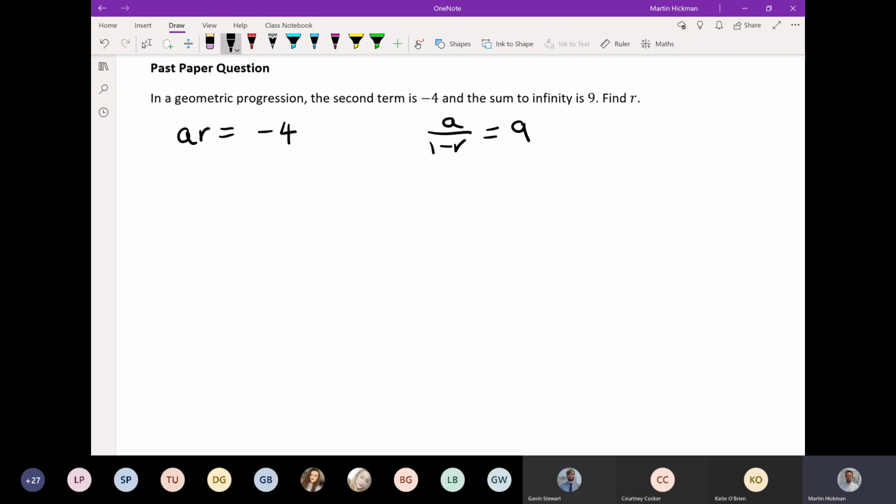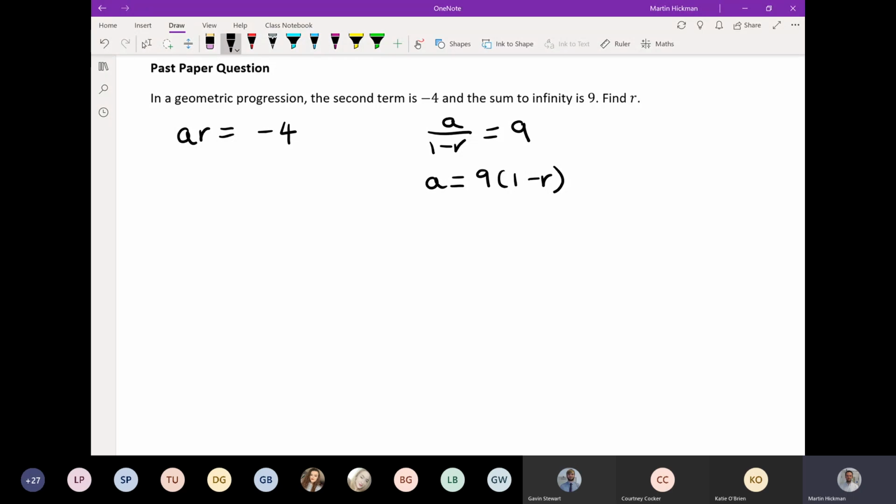Now, what we will want to do is solve these simultaneously. There will be a couple of different ways that you could do this. What I would recommend here is just rearrange this second equation to make A the subject, and then you can simply substitute A into your equation.